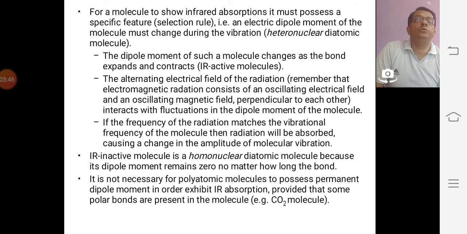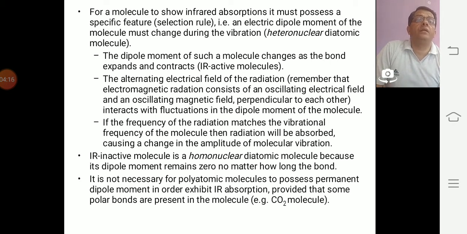For a molecule to show infrared absorption, it must possess a specific feature, that is, the selection rule. That is, the electric dipole moment of the molecule must change during the vibration. These are heteronuclear diatomic molecules, for example HCl, HBr, etc. And the dipole moment of such a molecule changes as the bond expands and contracts. These are called IR active molecules.